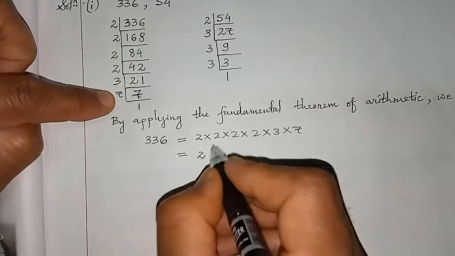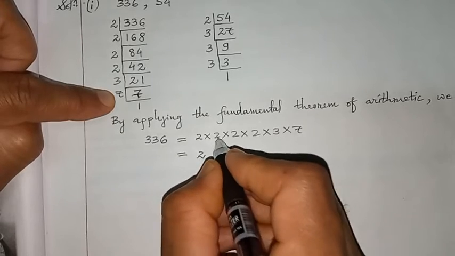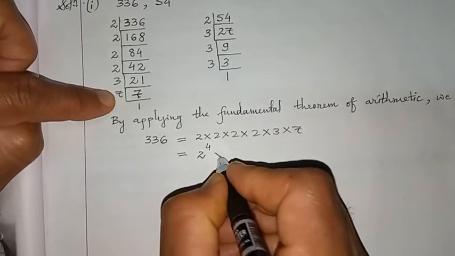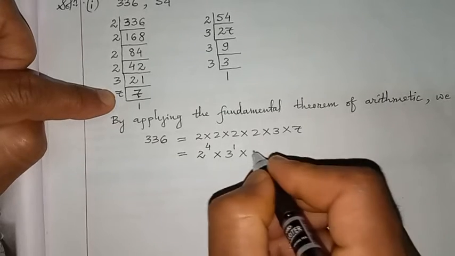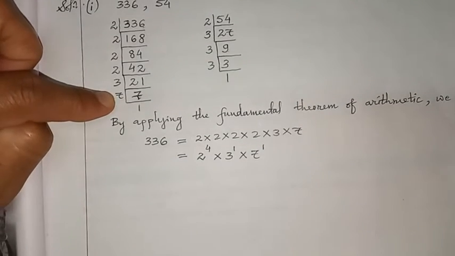Okay, so 2 we write one time because it's a prime number, but how many times is it coming? 4 times. So 2 raised to power 4. Okay, we write in the form of exponent. 3 is only one time, so 3 raised to power 1, and 7 is also only one time, so 7 raised to power 1. Okay, so we've got 336.